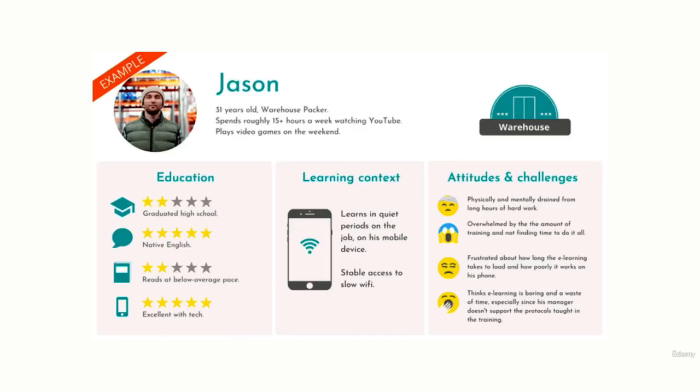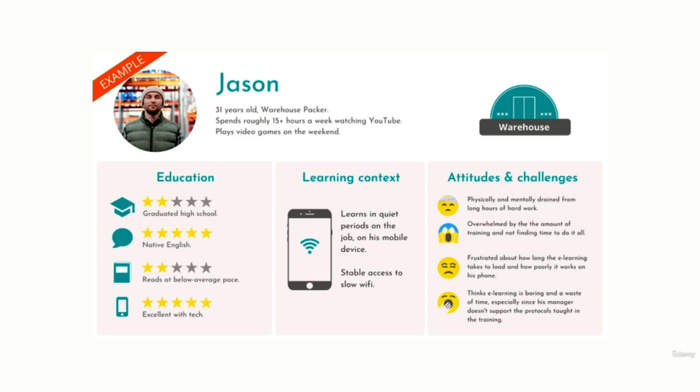So here is an example of one. You can see this is Jason, who is a warehouse packer. You can take a look at his characteristics that are relevant to the warehouse type of, I think, learning. If we want him to learn something, we have to maybe make it in a mobile format because he may be very busy or on the run.